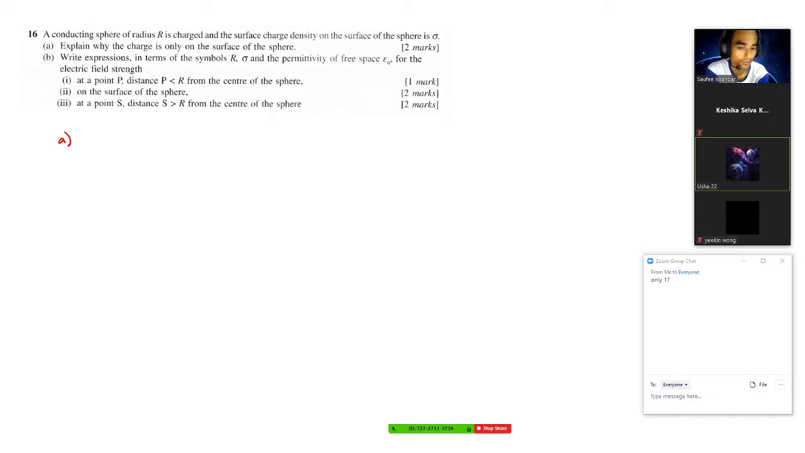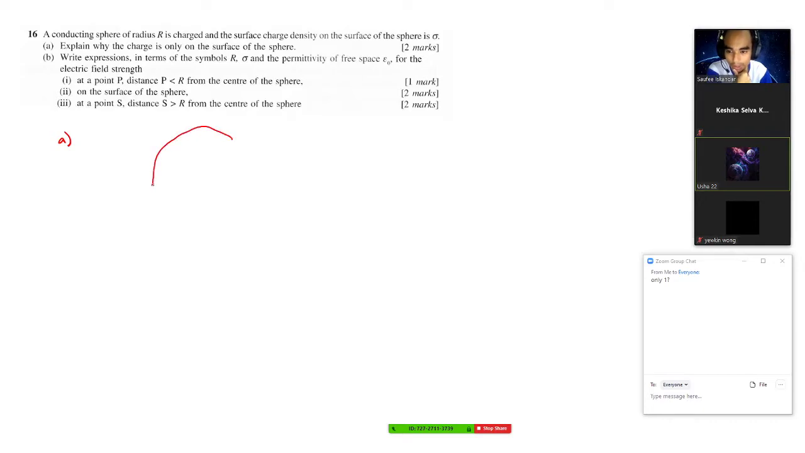I put that the charge is only on the surface of the sphere because there is no potential difference. It's not very accurate. Okay, you see, this is the whole thing.